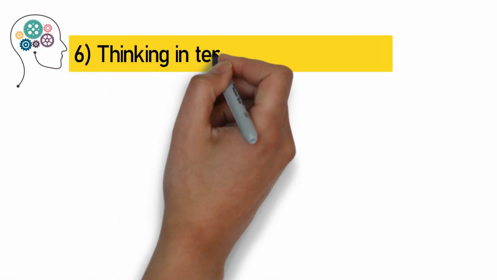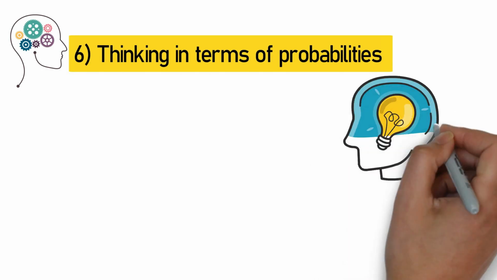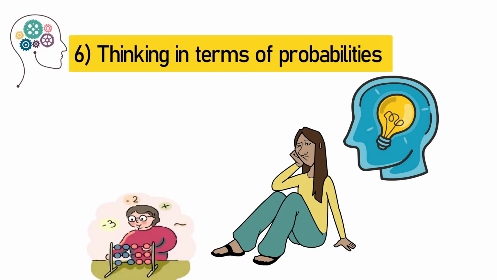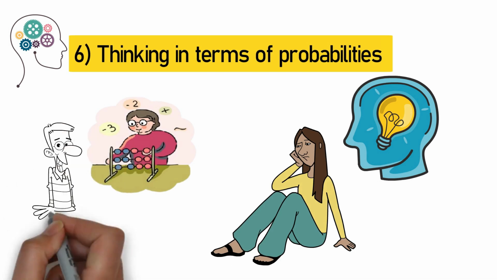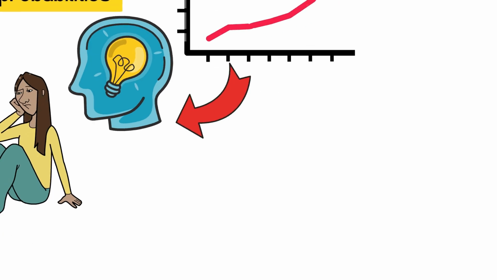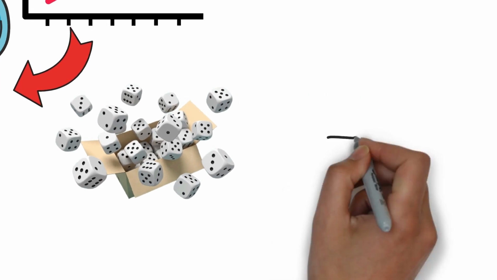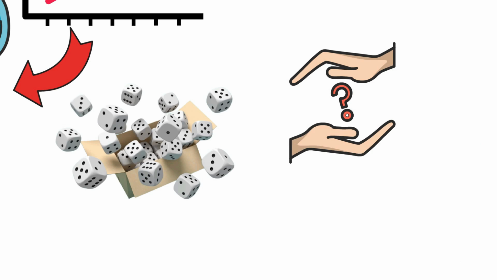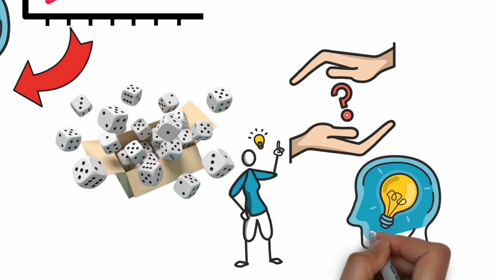Number 6. Thinking in terms of probabilities. Probabilistic thinking entails attempting to estimate the likelihood of a specific outcome occurring using mathematical and logical tools. It is one of the most effective tools that we have for increasing the precision of our decisions. Probabilistic thinking aids us in identifying the most likely outcomes in a world where each moment is determined by an infinitely complex set of factors. When we have this information, we can make more precise and effective decisions.